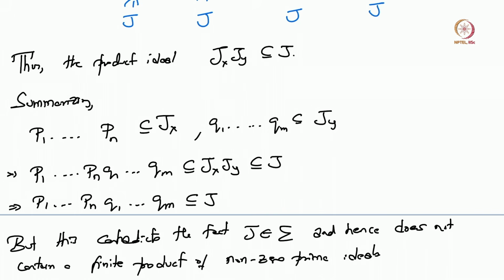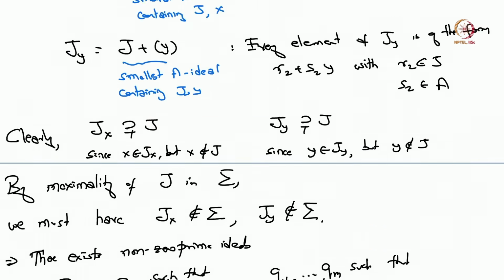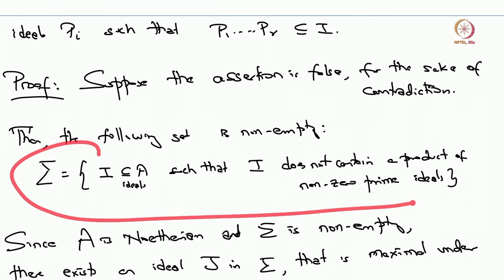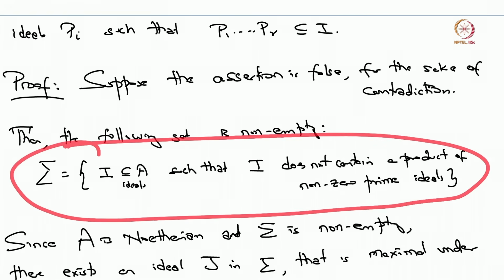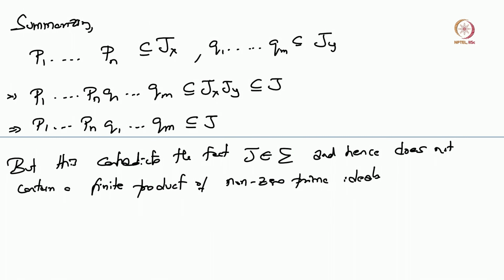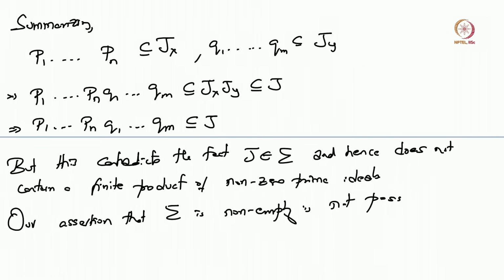Okay. So the only possibility, so our assumption that the assertion is false is incorrect. So our assumption that the set sigma is non-empty is incorrect, and so this completes the proof of the lemma. Okay, so our assertion that sigma is non-empty is not possible, and this completes the proof of the lemma.